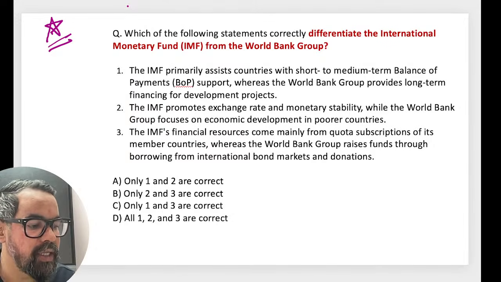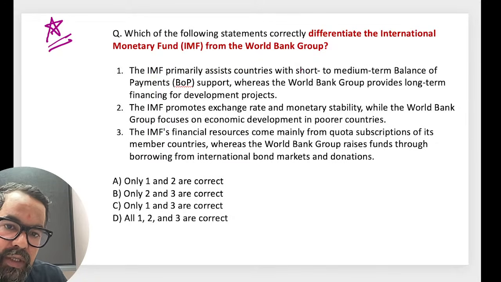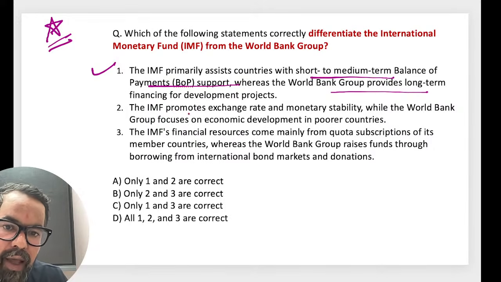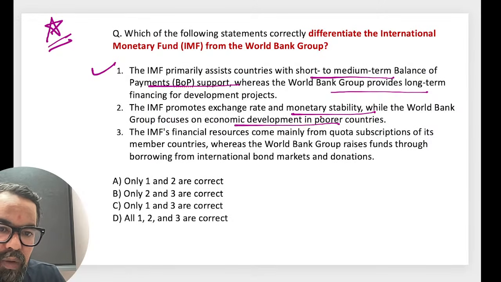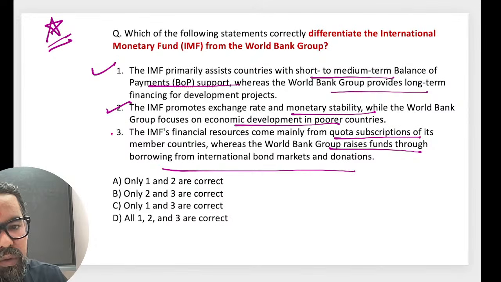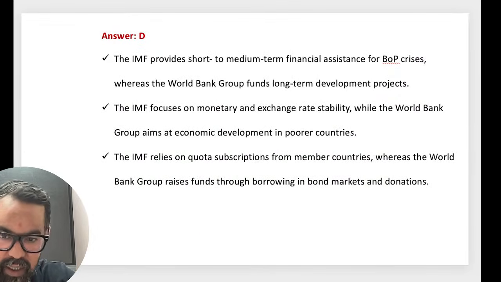So what will be the correct answer, guys? D. Vinod Sir is saying D. First statement: IMF assists countries with short-term and medium-term balance of payment support, while the World Bank gives long-term, comparatively higher period support. The IMF promotes exchange rate and monetary stability, while the World Bank focuses on poorer countries. IMF financial resources come mainly from quota subscriptions, while the World Bank funds are borrowed through agencies. Yes, all are correct. Very good, guys. Option D will be right. All the statements are true.